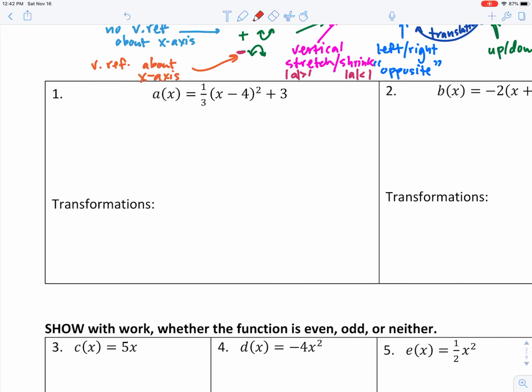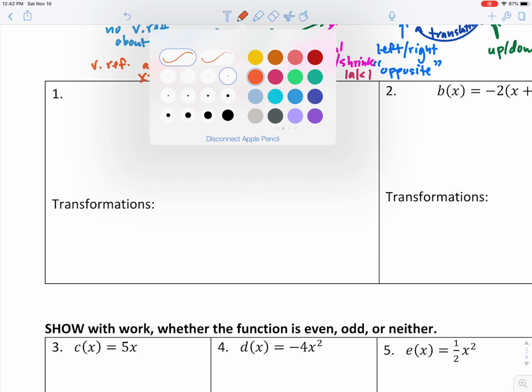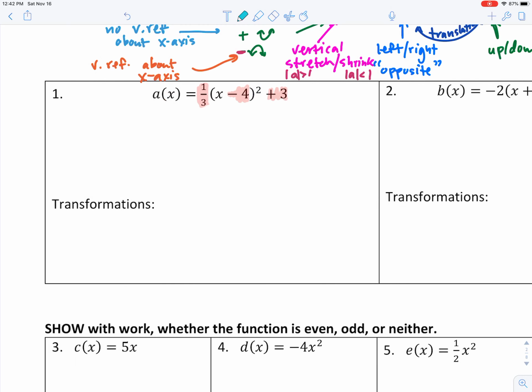So looking at a few things, I have a 1/3. I've got this 4, and it looks like a -4, and then I've got +3. So I've got a few things going on. Because this is a positive, there is no vertical reflection, okay? Because that's 1/3, my a is equal to 1/3. That's going to give me a vertical shrink.